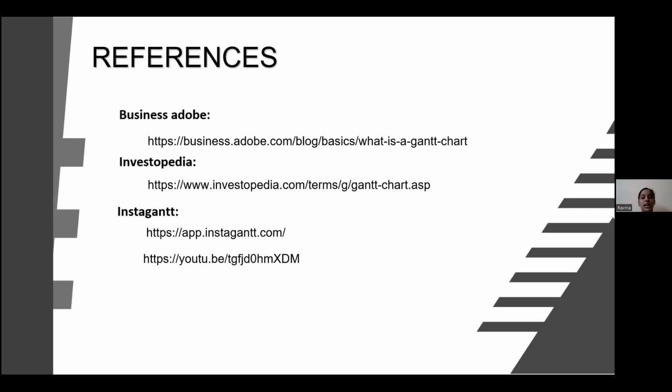So the references I have used are Business Adobe to know about the Gantt chart, and Investopedia is also used for knowing the Gantt chart concepts. Instagantt is where I developed the real-time timeline chart, and to get hands-on experience in Instagantt, I referred to a YouTube channel.